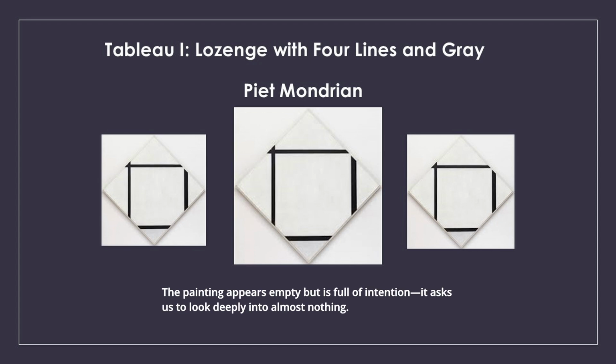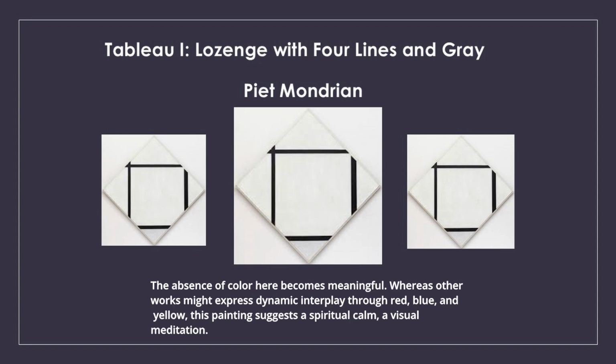The painting appears empty but is full of intention. It asks us to look deeply into almost nothing. The spacing and isolation of the lines creates a musical effect, a visual rhythm that resonates without melody. The absence of color here becomes meaningful. Whereas other works might express dynamic interplay through red, blue, and yellow, this painting suggests a spiritual calm, a visual meditation.